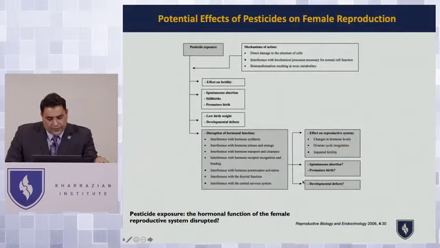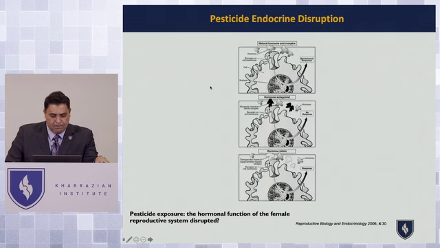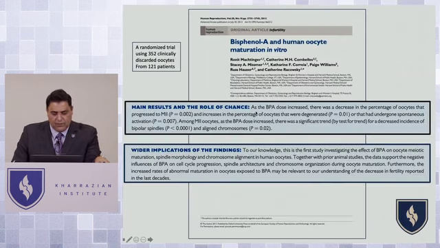Now, other studies have looked at pesticides. And in this paper that you have in your course materials called Pesticide Exposure, the Hormonal Function of Female Reproductive Systems Disrupted, it just shows all the different mechanisms of actions that pesticides impact on fertility. Basically, everything from fertility to stillbirths to spontaneous abortions to low birth weight were all impacted with pesticide exposures in female humans. And we know that pesticides cause oxidative stress, they have endocrine signaling impacts on the system, and so forth.